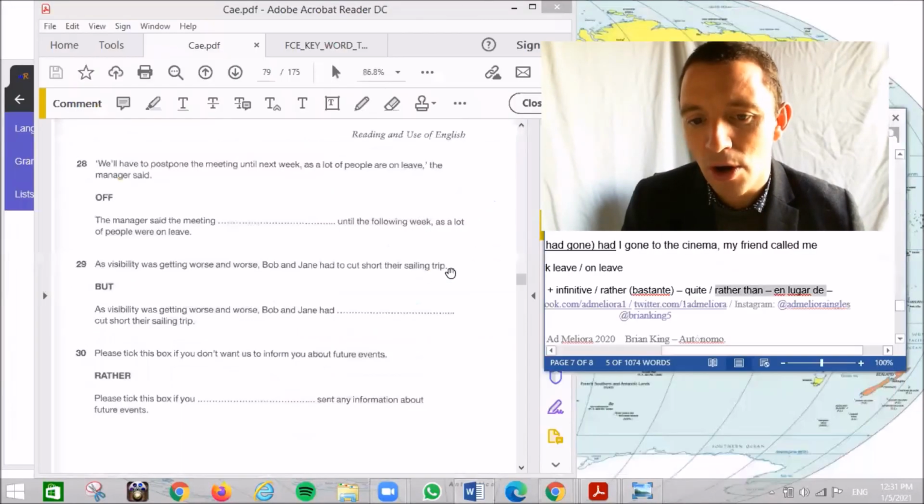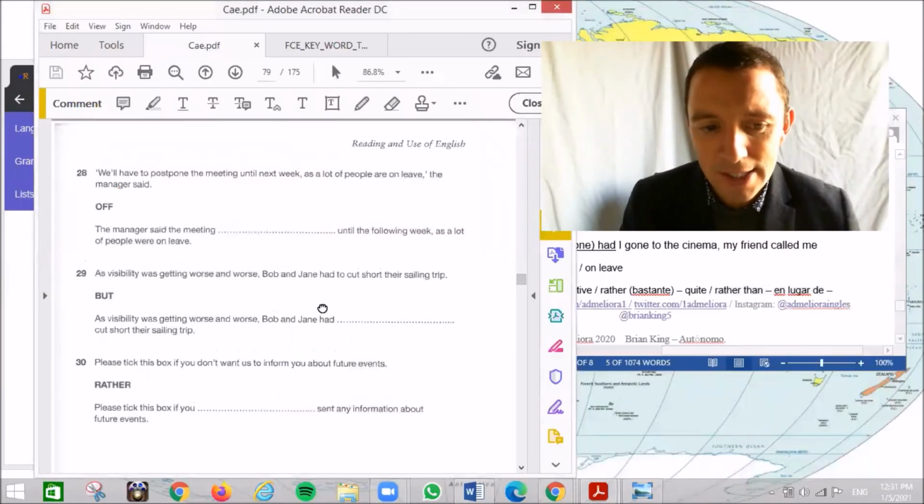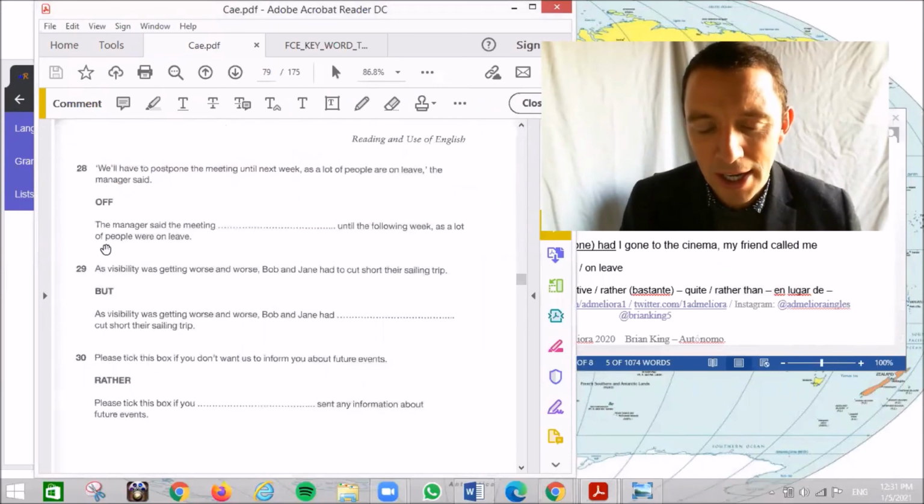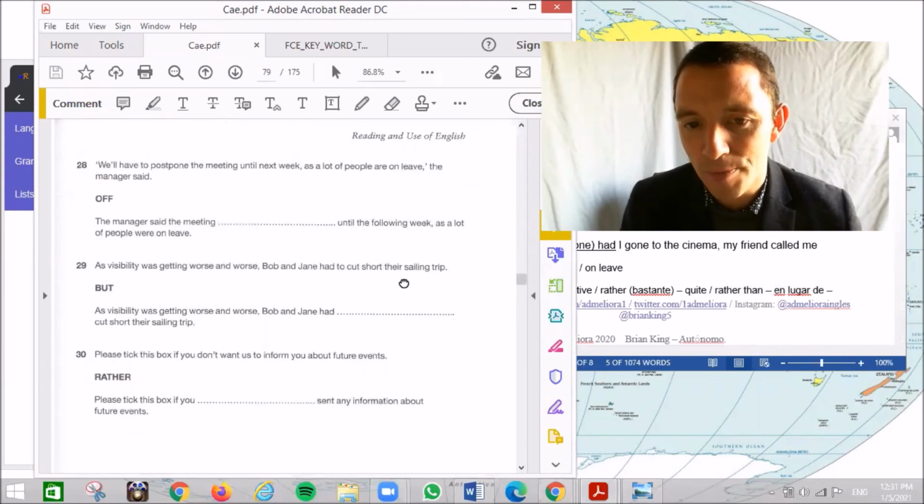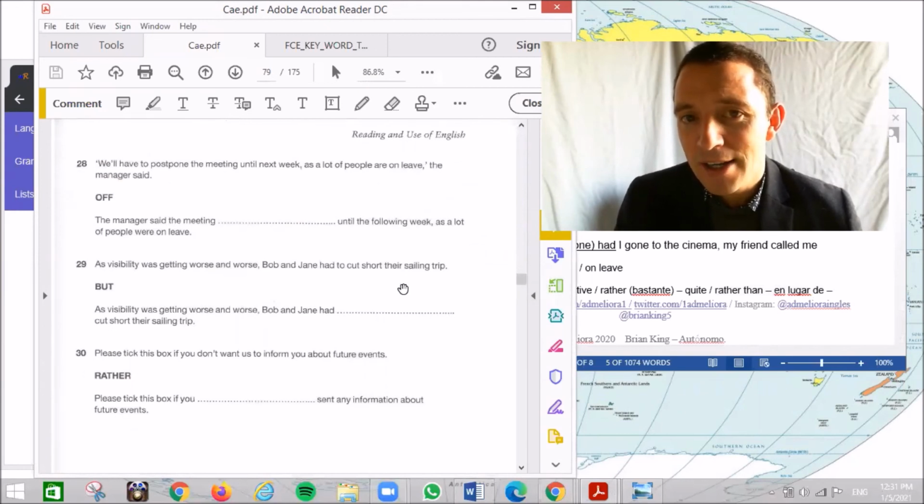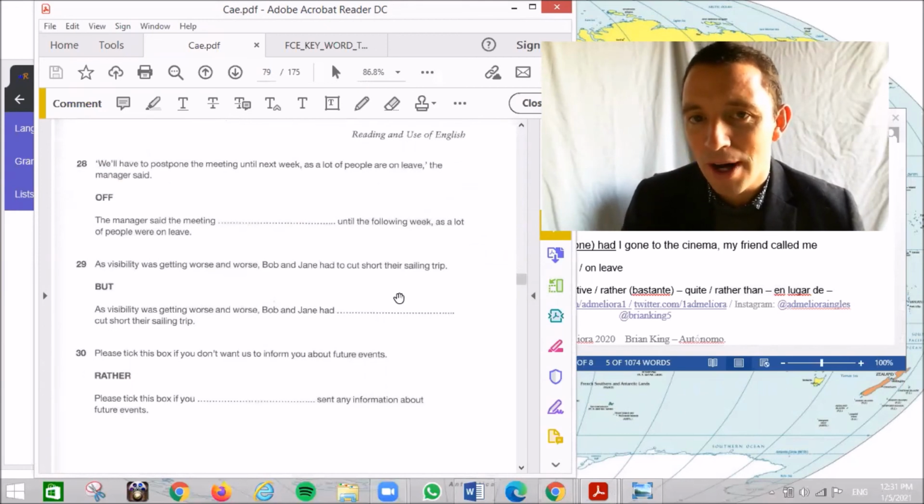Okay, so I'm going to show you here. This is the same again, 28, 29, 30, and we have tried to give the answers for each one. Very hard, but I just wanted to show you my advice or my assistance or my help to try and help you to do this exercise.